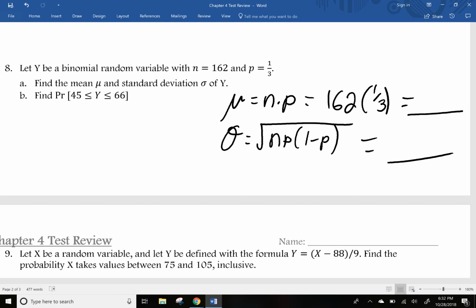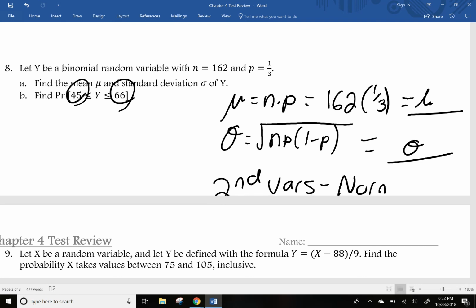And then once you know what the mean is and the standard deviation, you've just got your lower and upper bound to plug into that second vars and normal CDF calculator function.